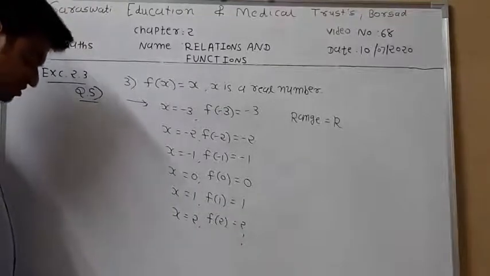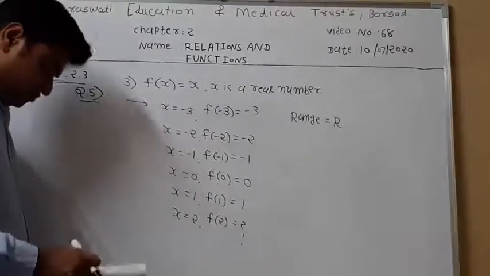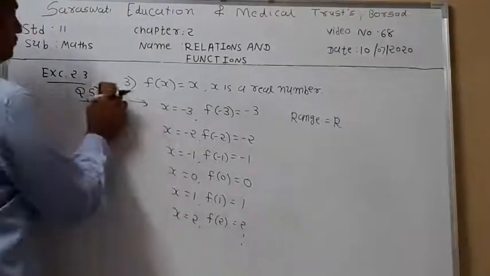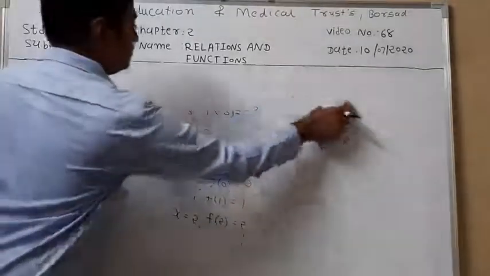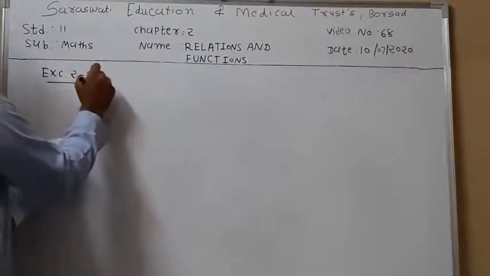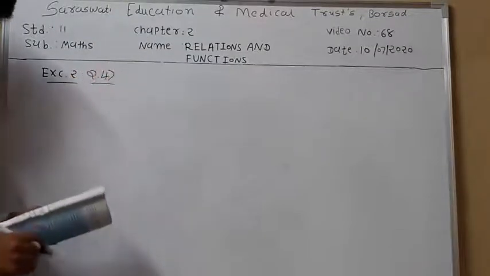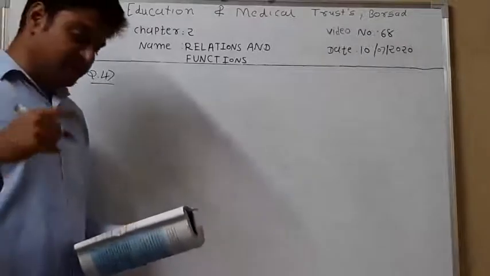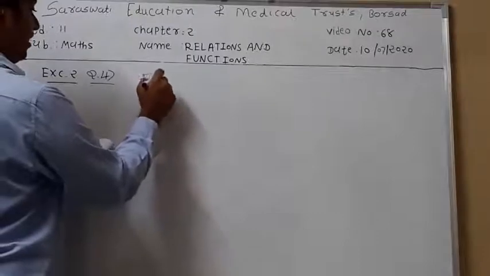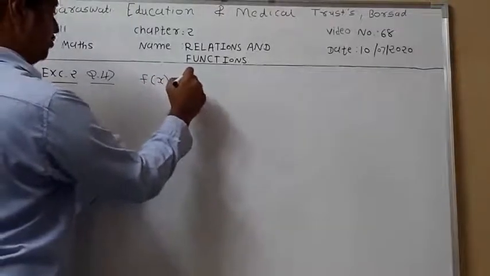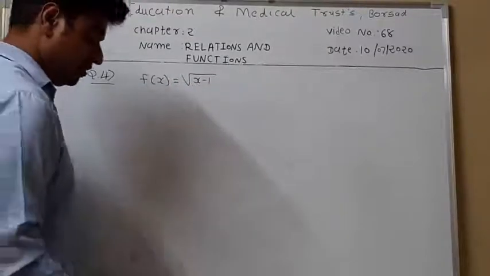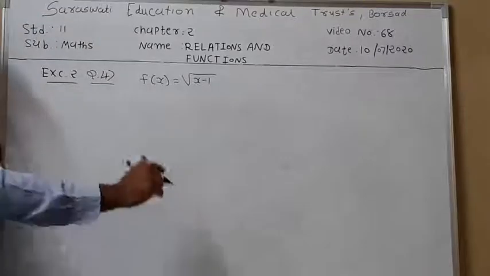Now after exercise 2, question number 4. Our question is, find the domain as well as range of the real function f defined by f of x is equal to under root x minus 1.